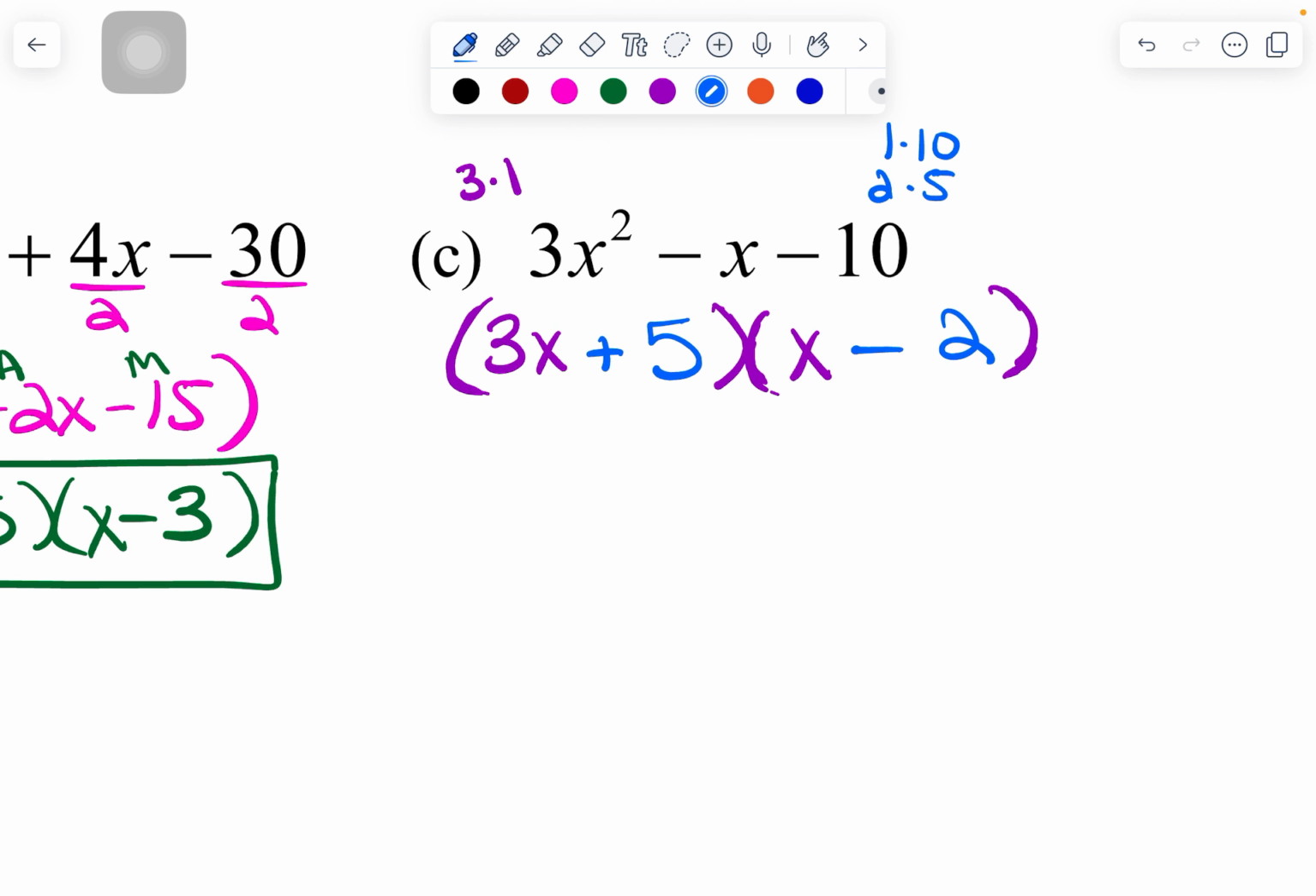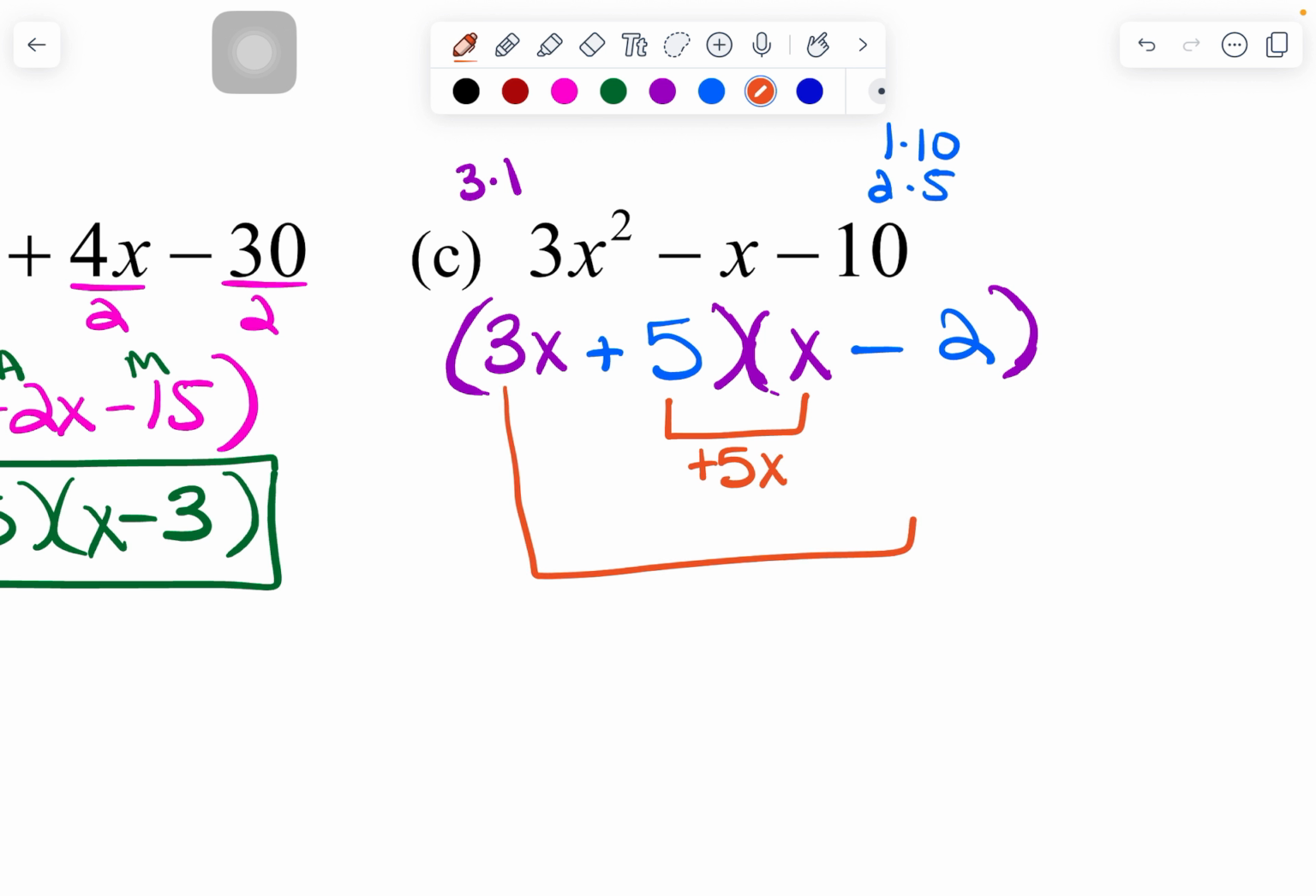So here's the check for this one. And this one I'm going to show a little bit more of. So 3x times x is absolutely 3x squared. I knew that part. That's good. Positive 5 times negative 2, absolutely negative 10. I know that's good. Now, the check for the middle part, if I take these two, that gets me a positive 5x. And if I take those two, that gets me a negative 6x. If I combine those, that is a negative x, which is that middle term I was looking for. So yes, these are the correct factors.